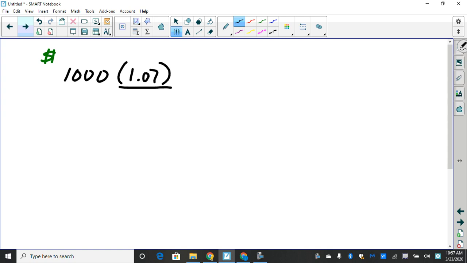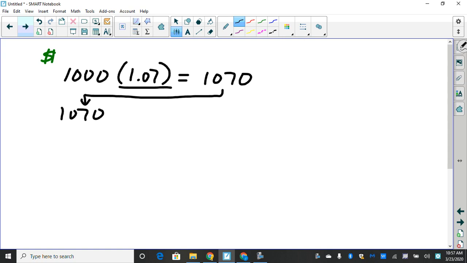So after 1 year, I will have $1,070. In other words, 1,000 times 1.07. What happens to that now? Let's say I just let my investment roll. So the next year, I'm starting with $1,070, and I multiply that by 1.07 again, assuming I'm keeping the same interest rate, right? So what would that be?